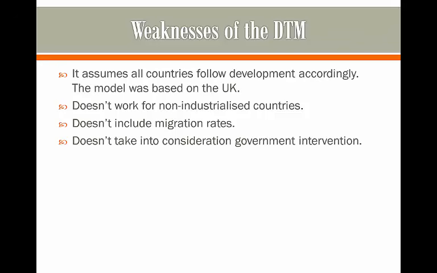So that's one of the weaknesses of the DTM, that government intervention can kind of mask where a country should belong on it. But even if it does say that China's birth rate is lower than its death rate, which it isn't now, but let's say if it were to be in the long term, it may not mean necessarily that they are a stage 5 country.